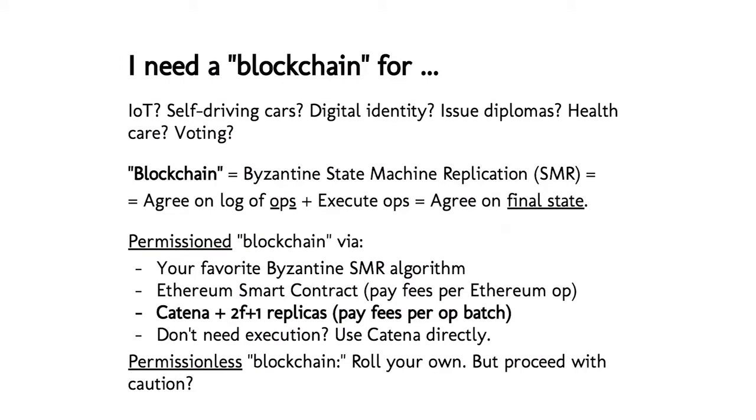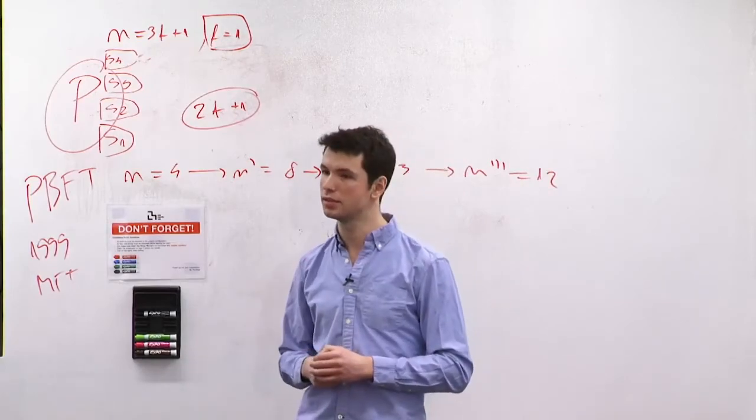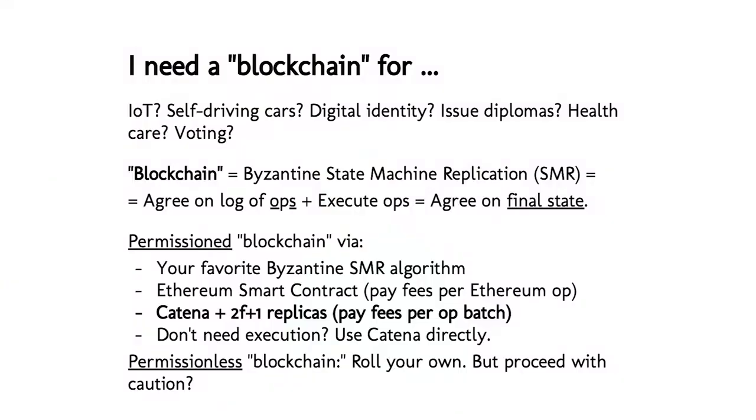And if you want to do a permissionless blockchain, then of course you would have to roll your own. But you have to proceed with caution there, right? It's not an easy thing to do.